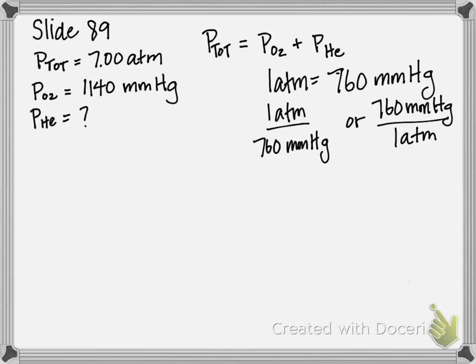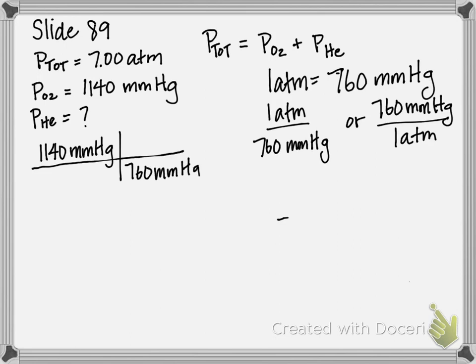So if we go back to our problem on slide 89, the answer is asking us to solve in atmospheres. So I'm going to leave my total pressure alone because it's already in atmospheres, and I'm going to determine what atmospheres my partial pressure of oxygen is. So we're going to take that 1,140 millimeters of mercury, and we're going to basically divide by 760 millimeters of mercury and multiply by 1 atmosphere. We're going to use the equivalency that we just wrote down. So if I divide 1,140 by 760, I get that the partial pressure of oxygen is 1.5 atmospheres.